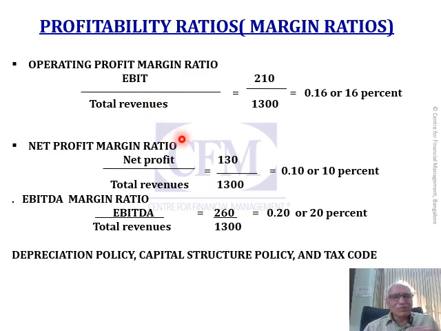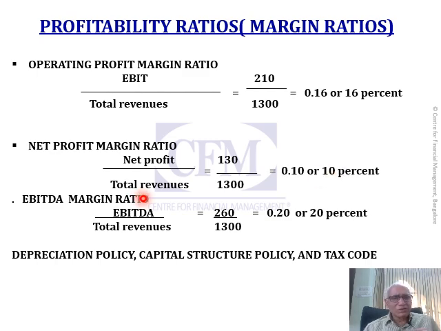Net profit margin ratio is defined as net profit divided by total revenues. Net profit is 130 million, total revenues are 1300 million. Net profit margin is 10%. Net profit margin varies from 5% to 15% for most of the firms, and it reflects the kind of competitive advantage the firm has in its industry.